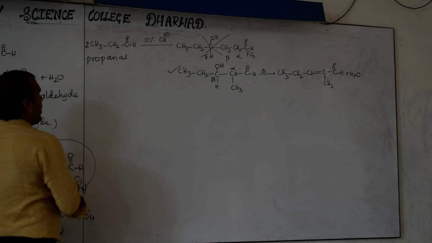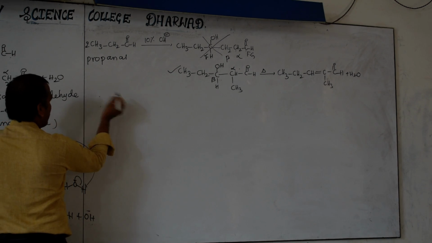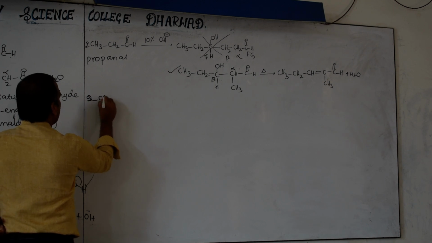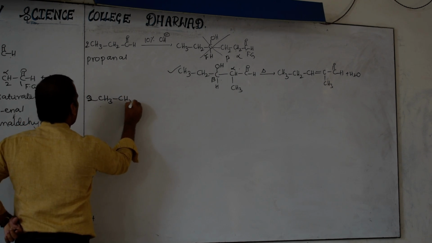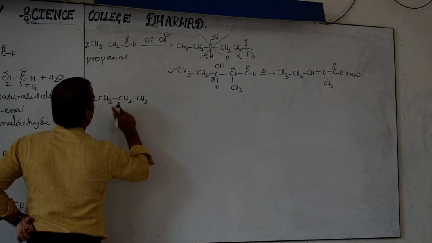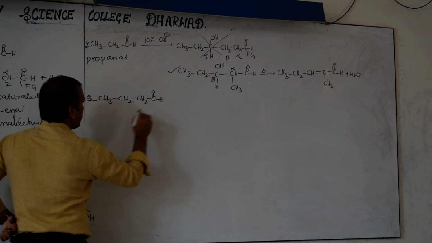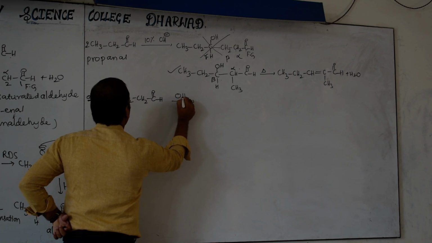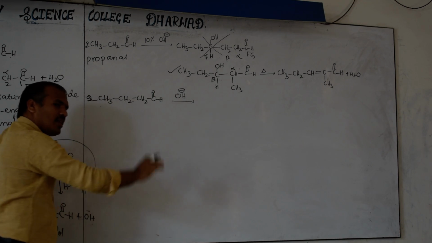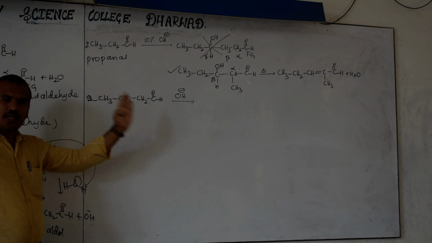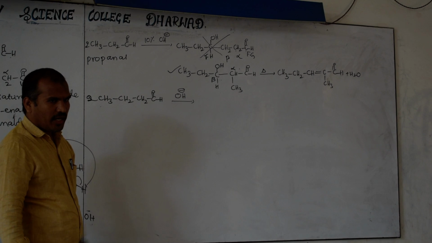Now, if any butanol may be given, this is a question I am giving as homework for you. 2 moles CH3, CH2, CH2, 1, 2, 3, this is 4. 2 moles I took here. Now I have nothing given here, just OH minus also given. We have to consider that as aldehyde condensation. Now write both the aldehyde and the condensation product also.